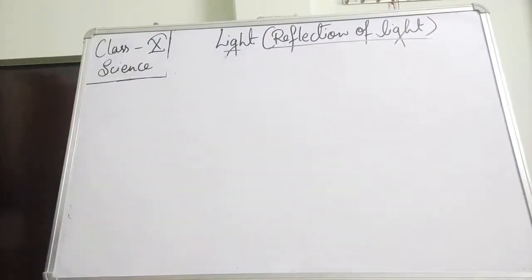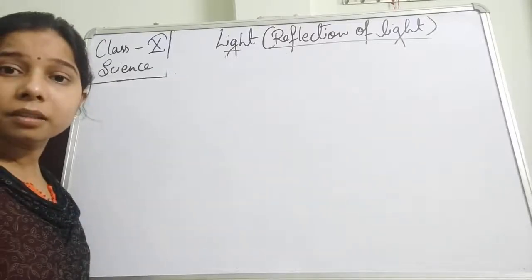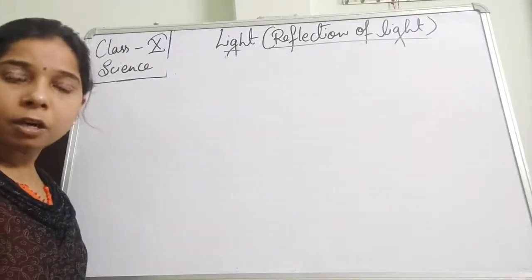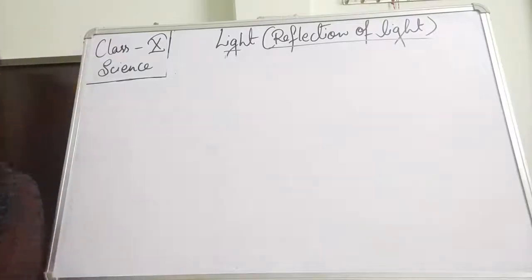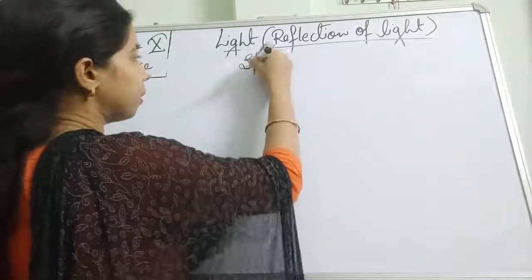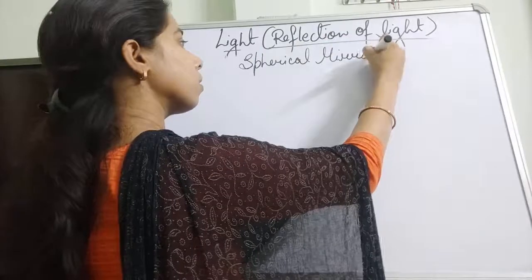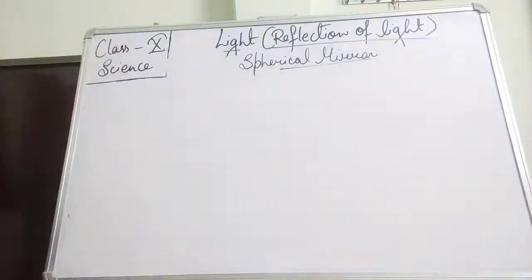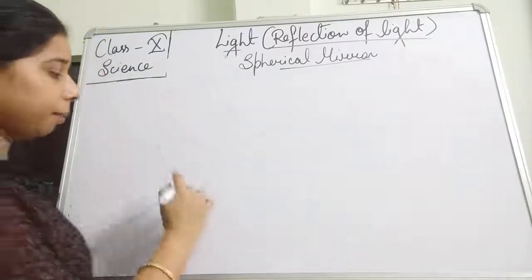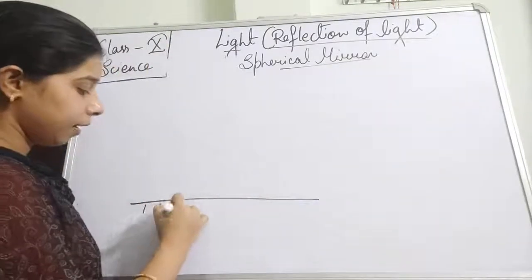Now let us move on and see another topic, that is reflection of light, but this time we will not see the plane mirror, but the curved surface. Curved surface means a spherical mirror. Spherical mirror, students, or curved surface. Before we go and understand it, let me remind you of one thing.